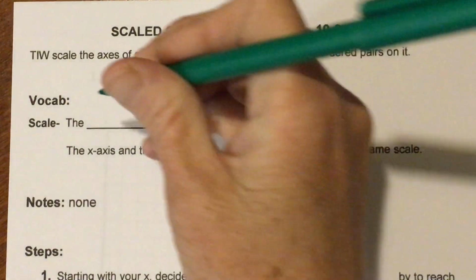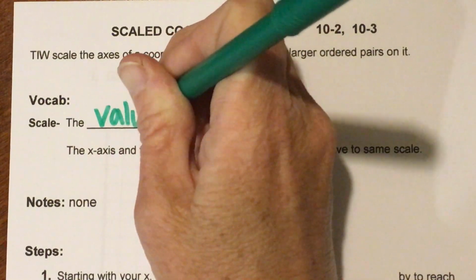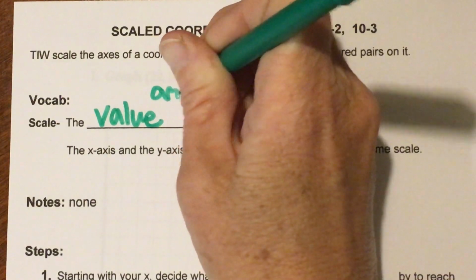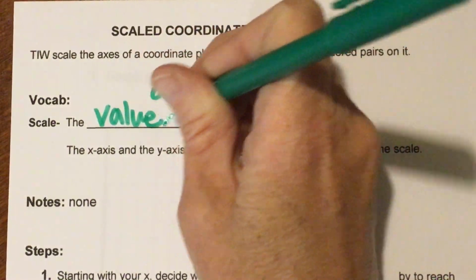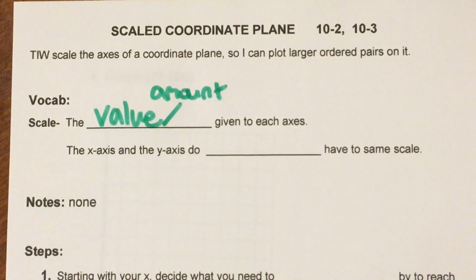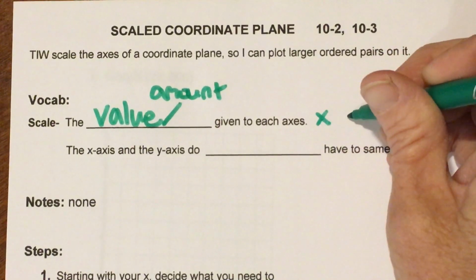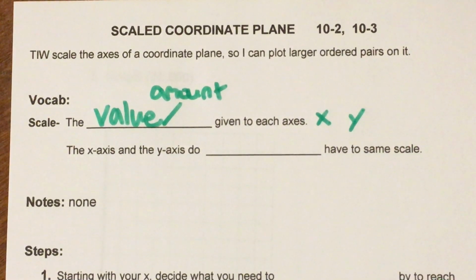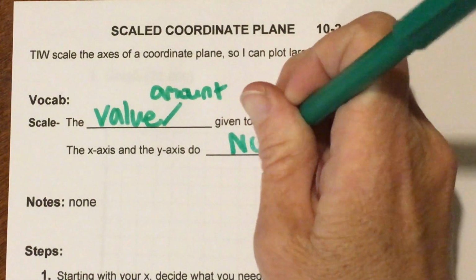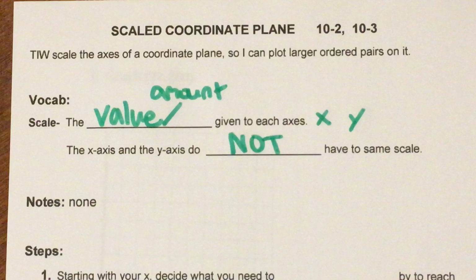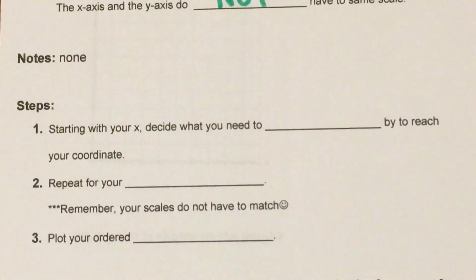Okay, so we need to know what scale means. Scale is the value, and I'm going to say amount, the value or amount given to each axis. Remember, our axes are our x and our y. The important thing to know is the x-axis and the y-axis do not have to have the same value. They don't have to have the same amount, and you'll see that when we get some practicing in. There's no notes today, and our steps are pretty short.